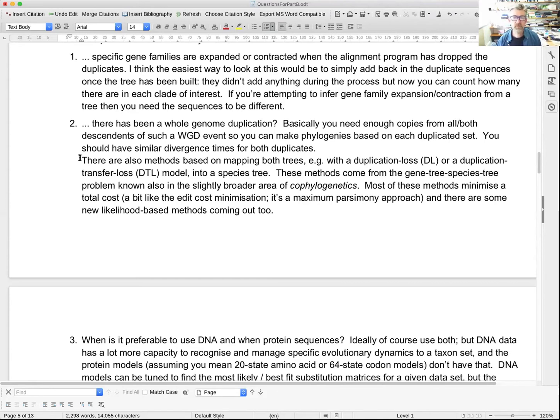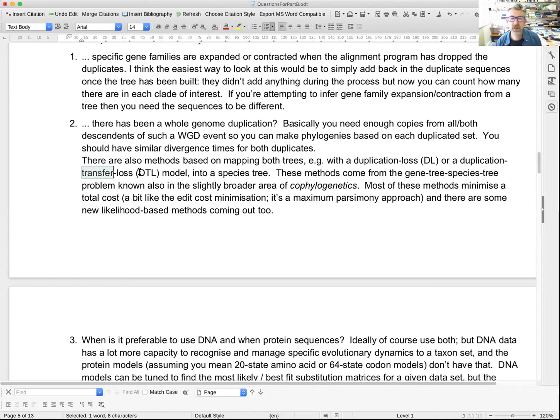And so that might be mapping with what's called a duplication and loss model, or DL model, or a duplication, transfer and loss model, DTL model. That's the one that allows horizontal transfers or lateral gene transfer events. And these methods exist. With a duplication loss model, DL, you can map the gene tree into a species tree very easily. They're fast, they're efficient, and you'll get an optimal answer.